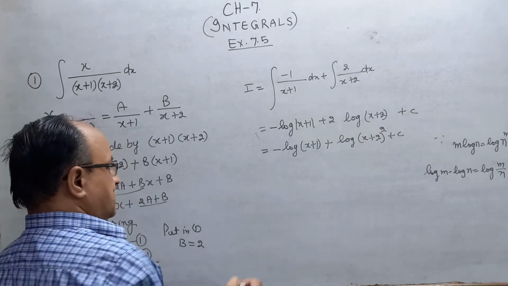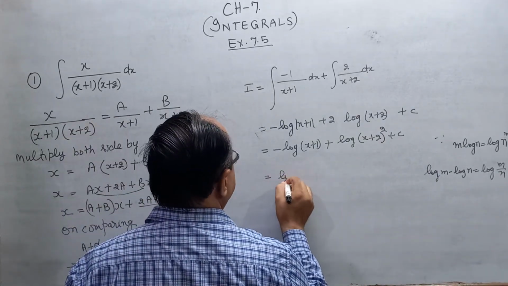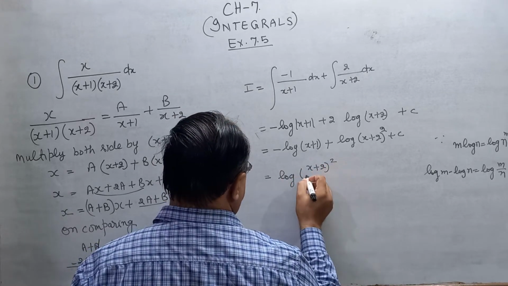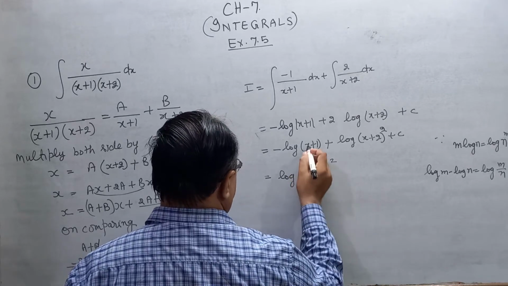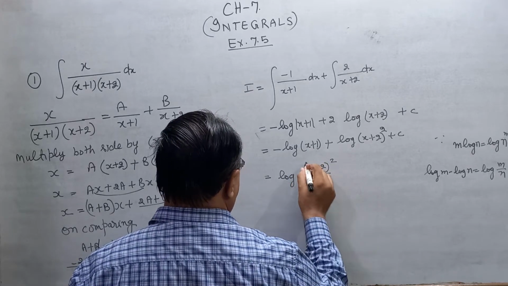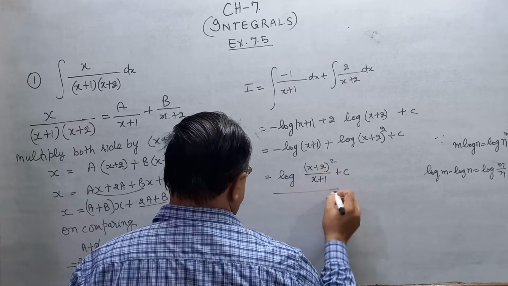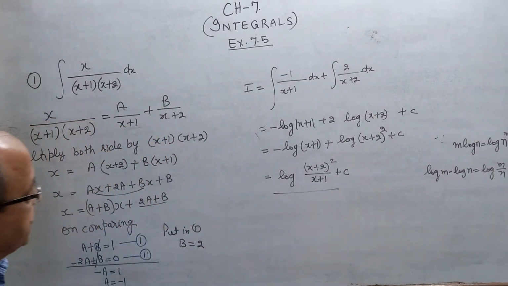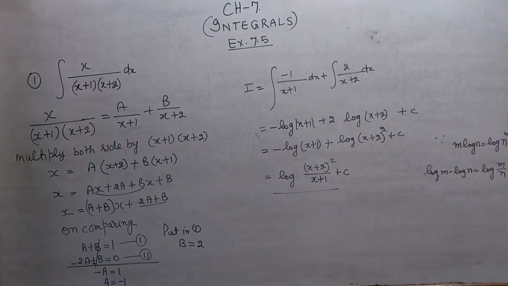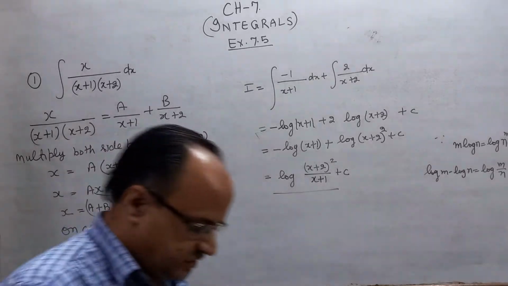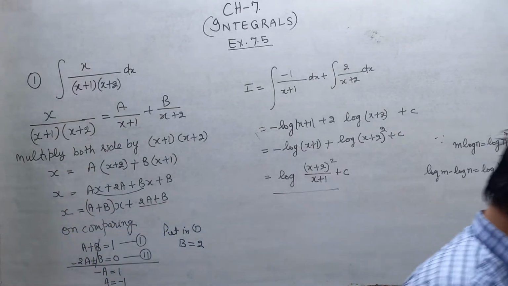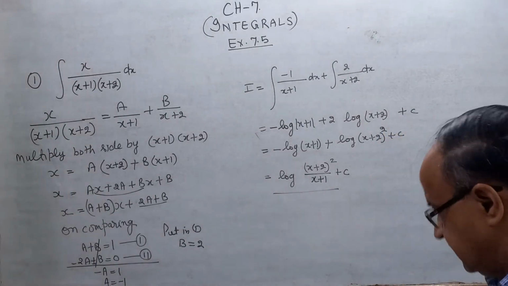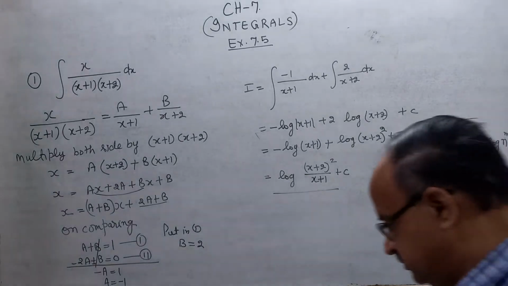So therefore you can write log x plus 2 whole square upon this quantity, x plus 1. This is the answer. Clear? You can check. This is the first question of the exercise, Sample 5, linear upon linear factor. Okay. Question like this, but very easy. Any doubt? No?